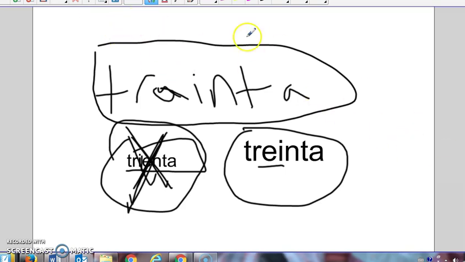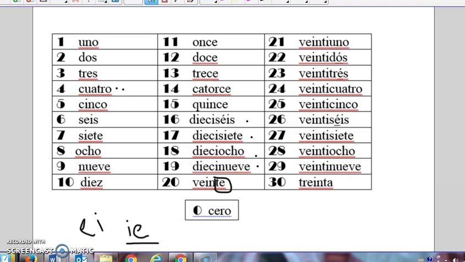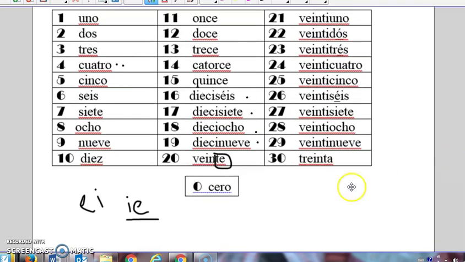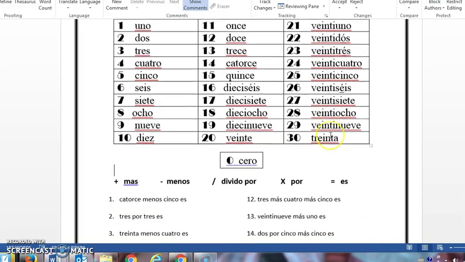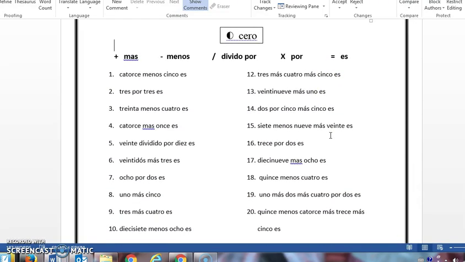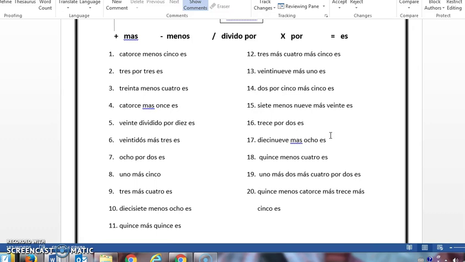At the bottom of your number sheet, you'll find some math problems. And I don't have it posted here. Let me find your original document. There it is. So we'll be working on these number problems. And I'd like you to write out the answer, not a digit, but you need to write it out as a number. First, let's learn some math.